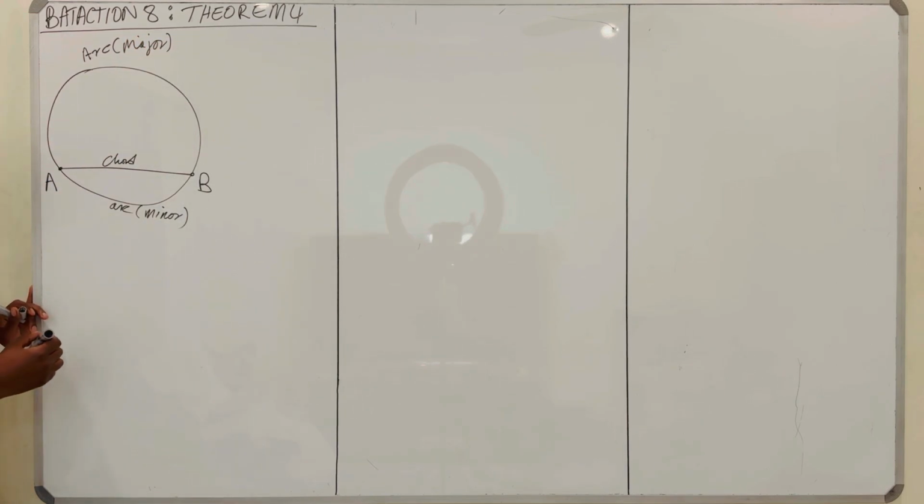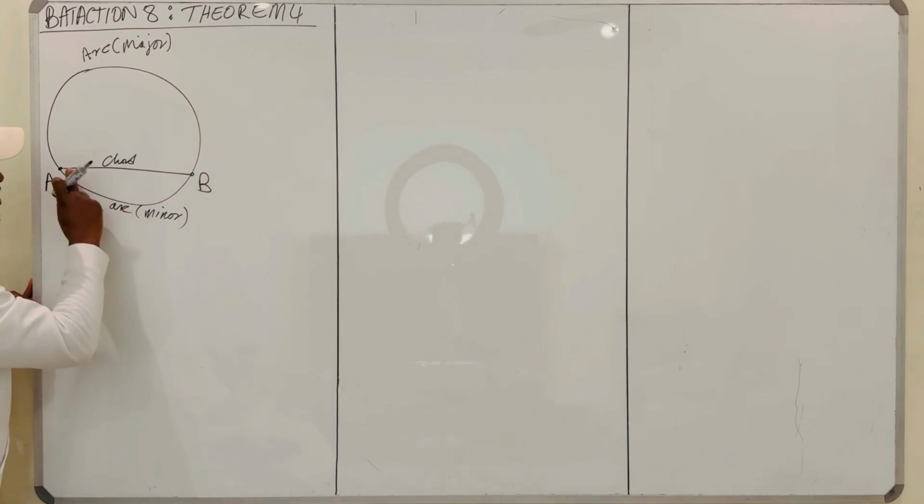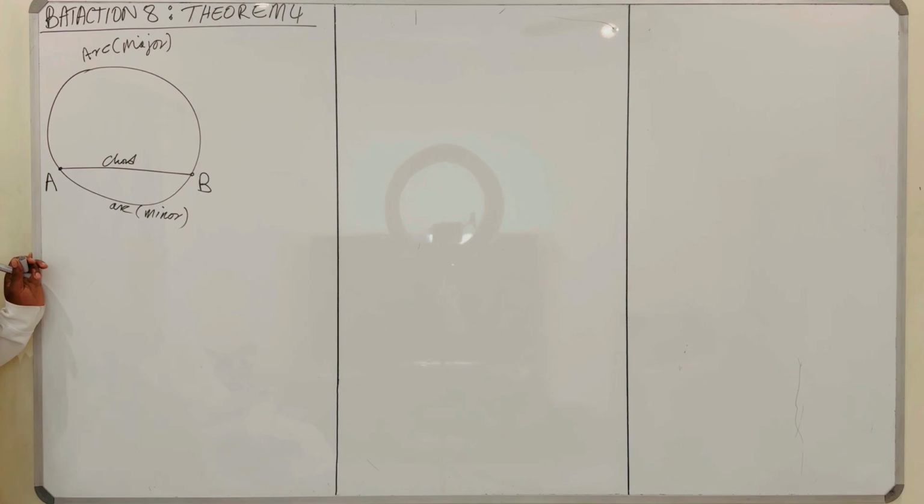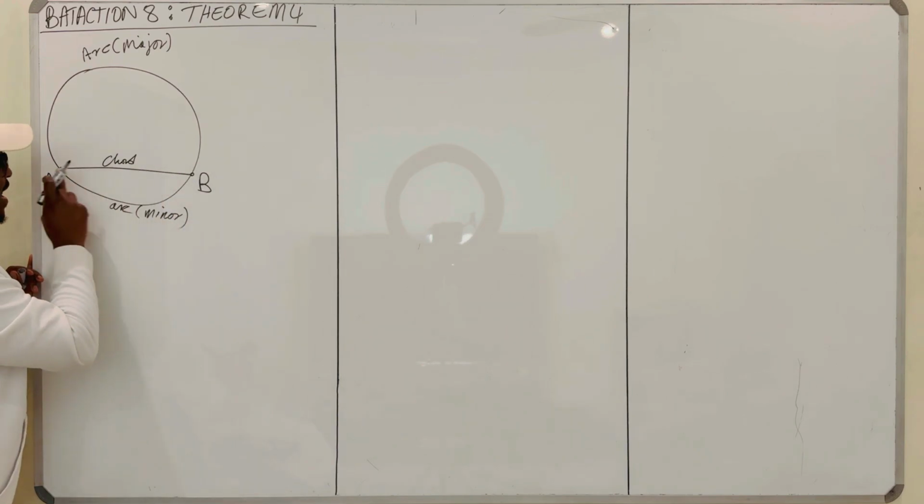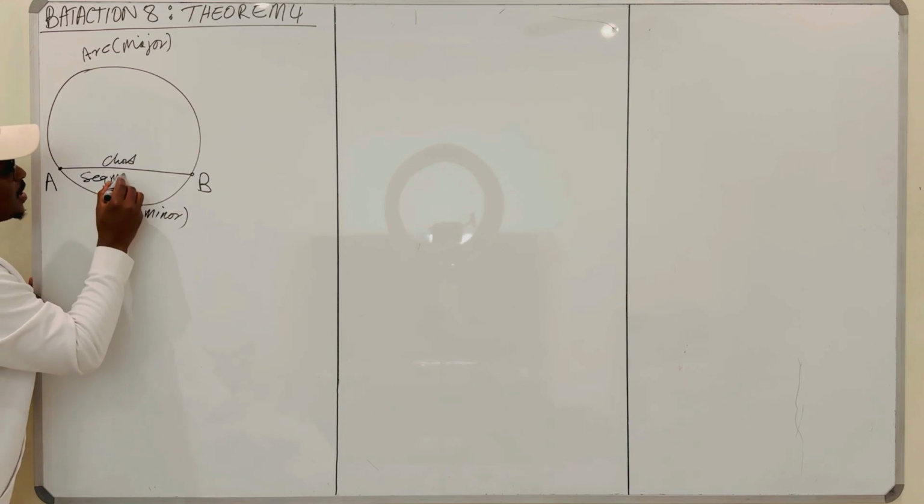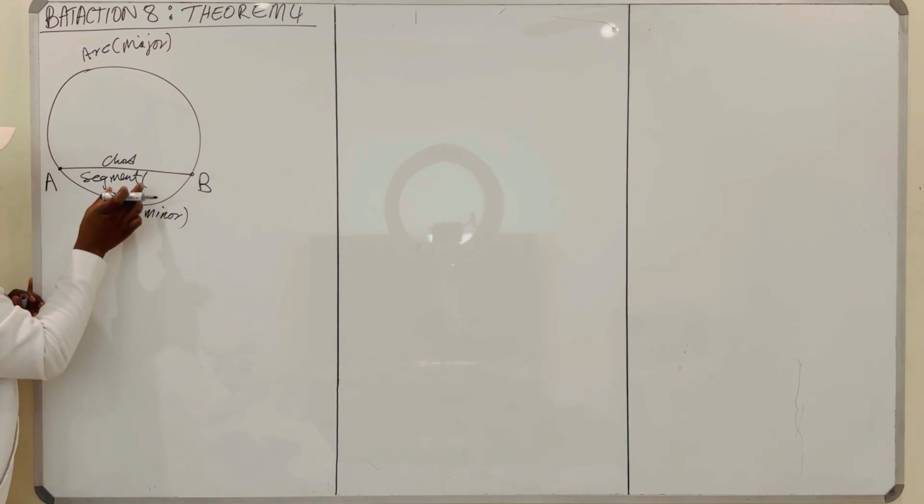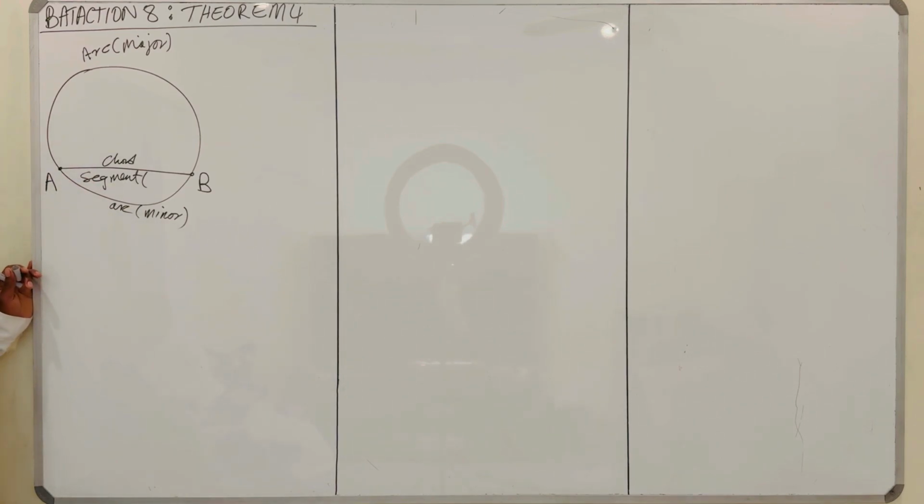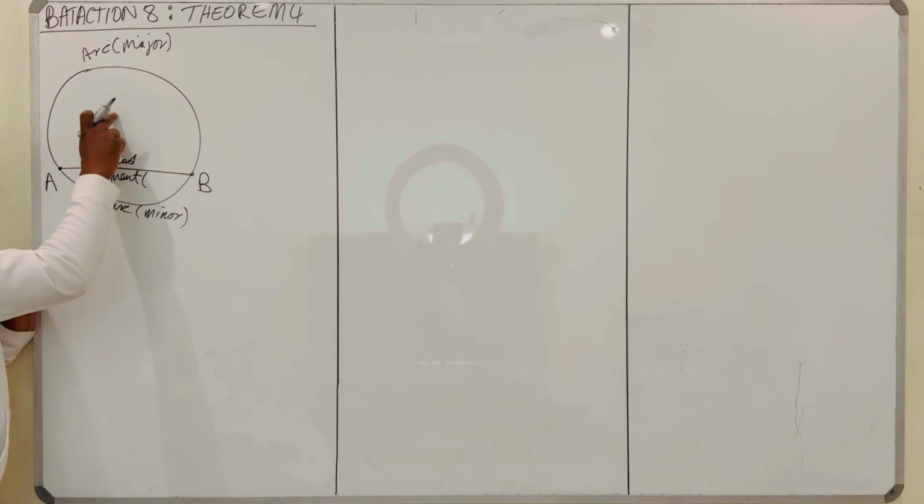Is everyone happy? Okay. So what is the name given to the area between an arc and a chord? The area that is enclosed, or bounded, between a chord and an arc is called a segment. So this is a segment here. Your chord divides the circle into two segments: this segment here and that segment over there.